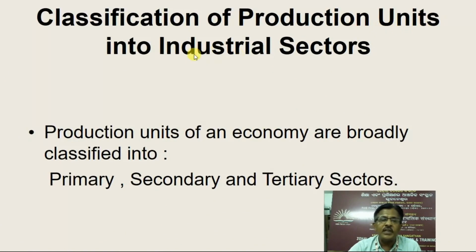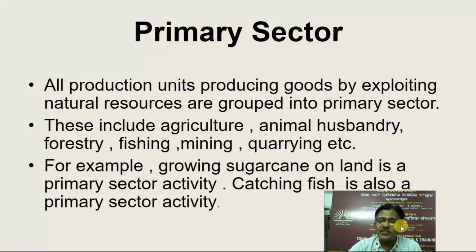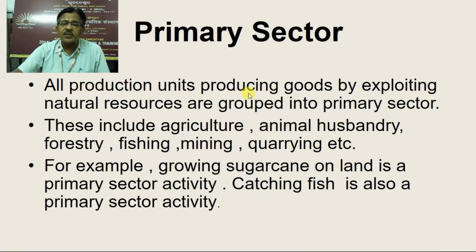Classification of production units into industrial sectors. Production units of an economy are broadly classified into primary, secondary, and tertiary sectors on the basis of production activities. Primary sector: all production units producing goods by exploiting natural resources are grouped into the primary sector. These include agriculture, animal husbandry, forestry, fishing, mining, quarrying, etc.